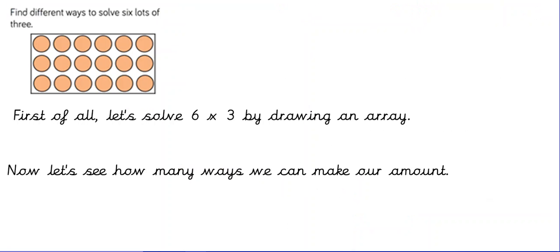Okay, so this question then says, find different ways to solve 6 lots of 3. Okay, so the first thing we need to do is solve 6 times by 3 by drawing an array. So our array is here. So what I need to do now is add up all of the counters in my array to work out the answer to 6 times by 3. So 6 times by 3 is 18.